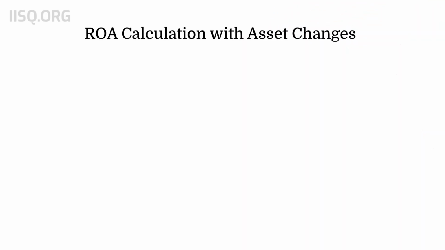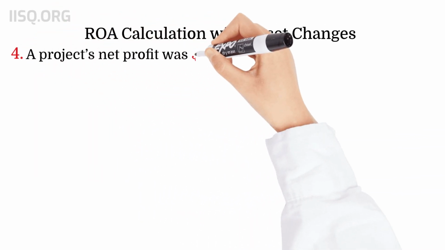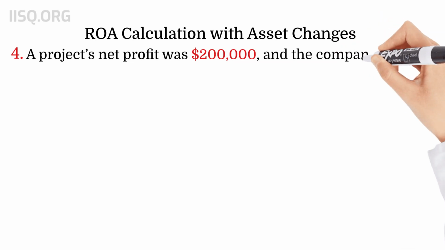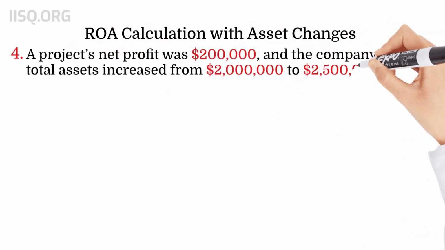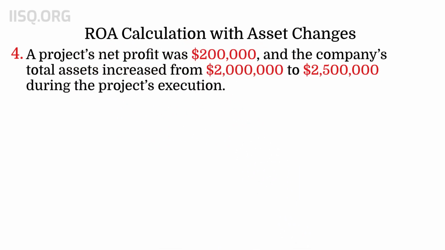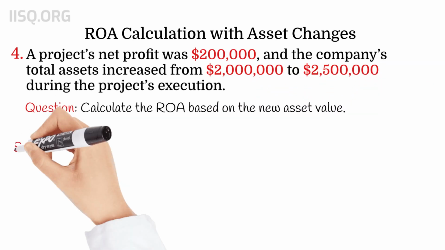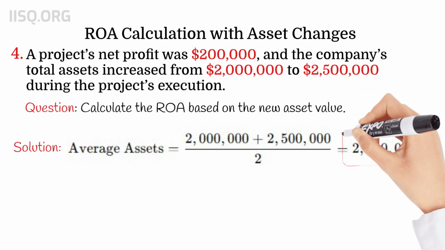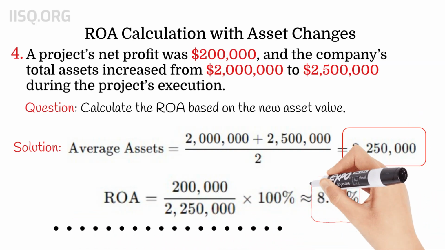Now we shall see another example of ROA calculation, where asset value is changing. A project's net profit was $200,000, and the company's total assets increased from $2 million to $2,500,000 during the project's execution. Calculate the ROA based on the new asset value. Here the average asset value is $2.25 million. Therefore, ROA will be 8.89%.